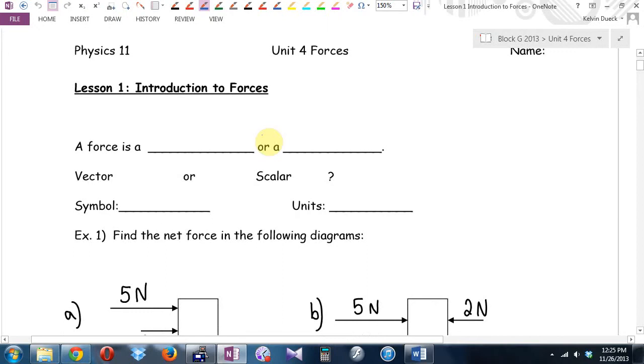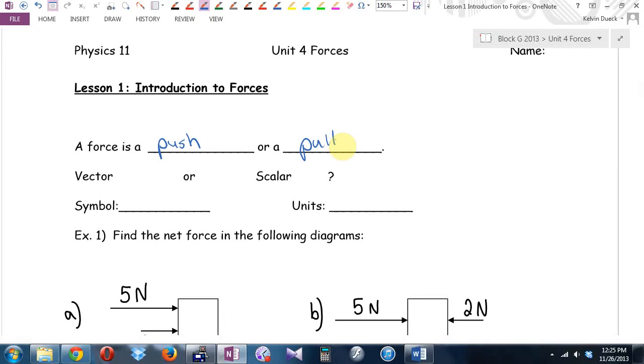What's a force? There's a fancy physics definition, but I'm going to say to you, a force is a push or a pull. If you're pushing on something, if you're pulling something, you're applying a force. There are exceptions. It can get more complicated, and we're going to start there.